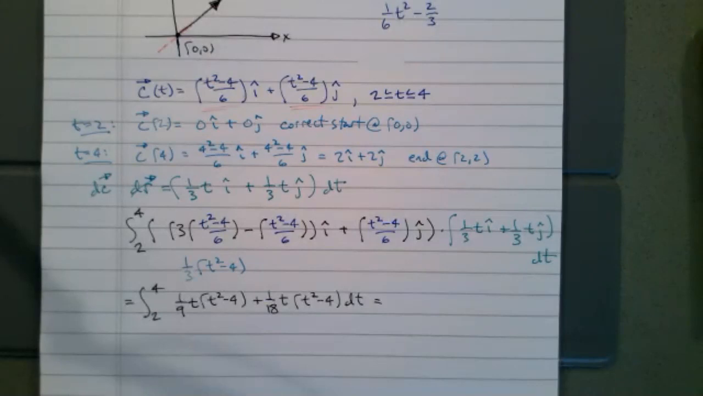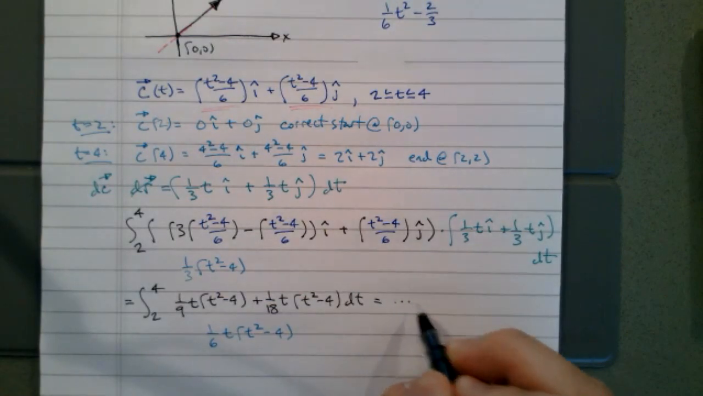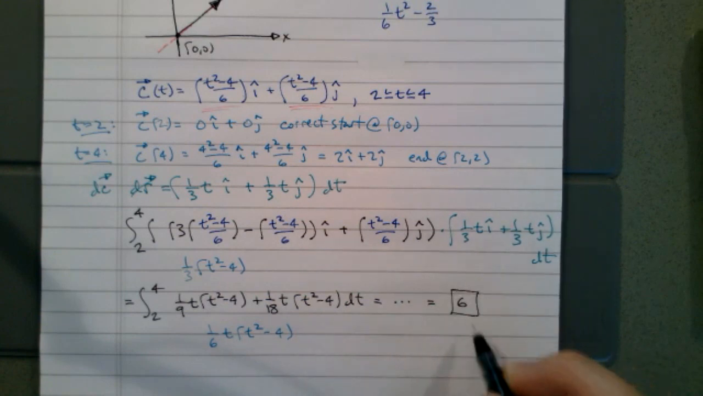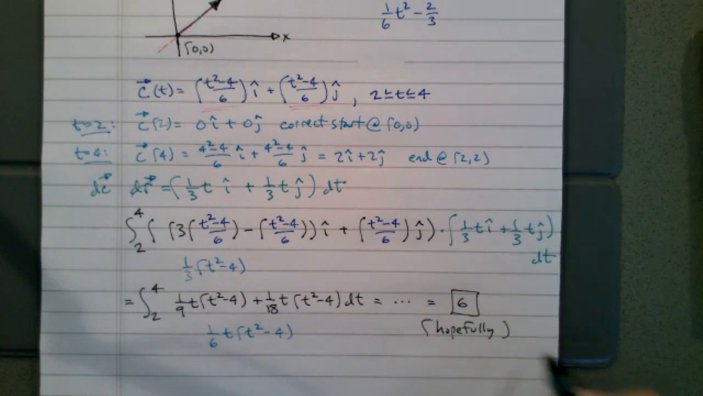So all this works out to 1/6 t times t squared minus 4. So we could do this with substitution, or we could multiply this whole thing out. Too many choices. The idea is that we'll work this out and we'll come up with 6, hopefully. Any questions?